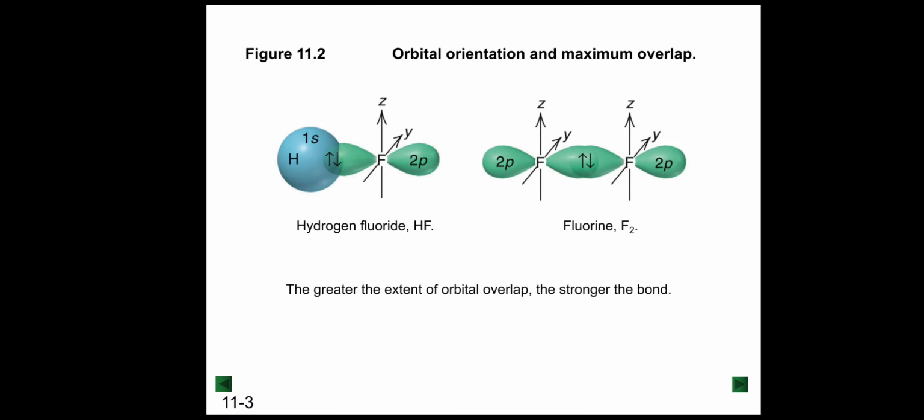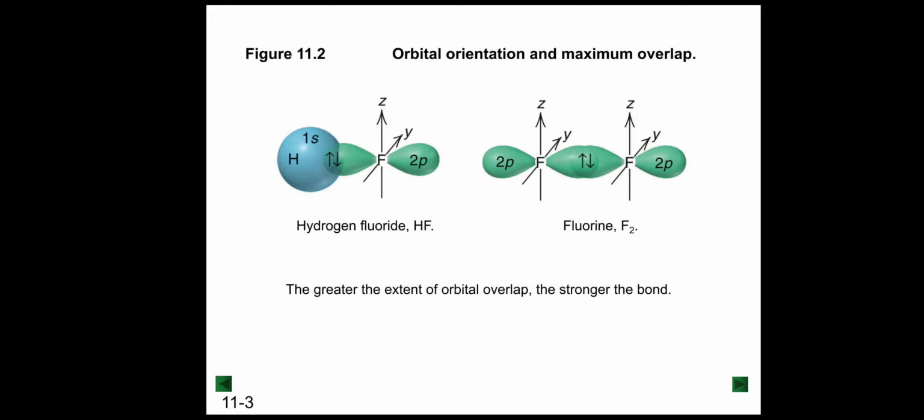Now, here you can see the example of the hydrogen fluoride molecule. In the hydrogen fluoride molecule, one hydrogen atom and one fluorine atom combine to form hydrogen fluoride. In hydrogen, there is only one electron in the 1s orbital. In fluorine, the p orbital, which has an unpaired electron, will combine with the 1s orbital of hydrogen to form an overlap between the s orbital and the p orbital.